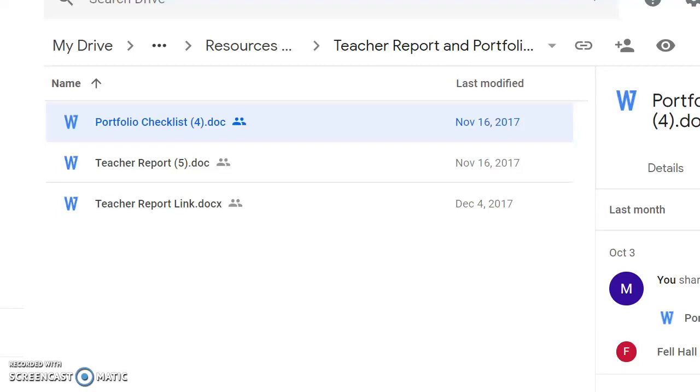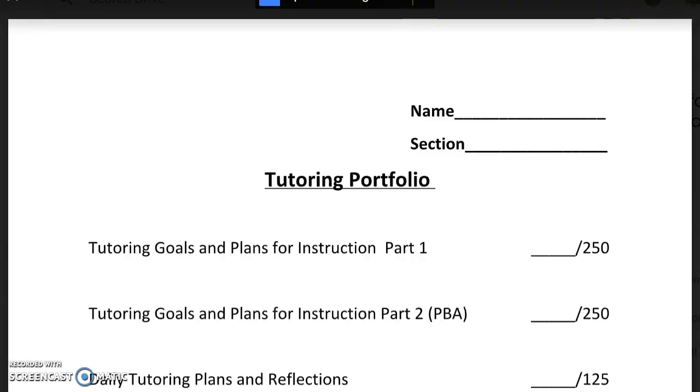Hi, here is a tutorial on how to do the portfolio checklist to organize your portfolio. So once you're in Resources and Materials, under the Teacher Report and Portfolio folder, click on the Portfolio Checklist, and this gives you an organizational style to follow for your tutoring portfolio.